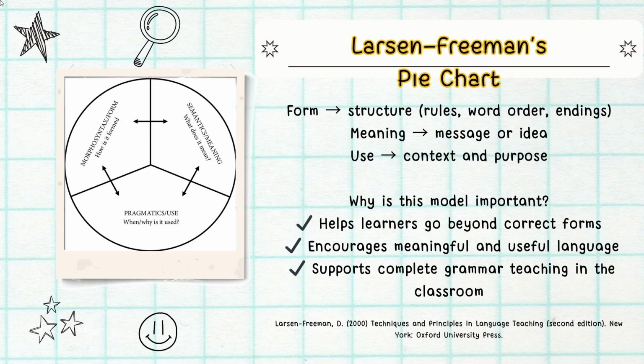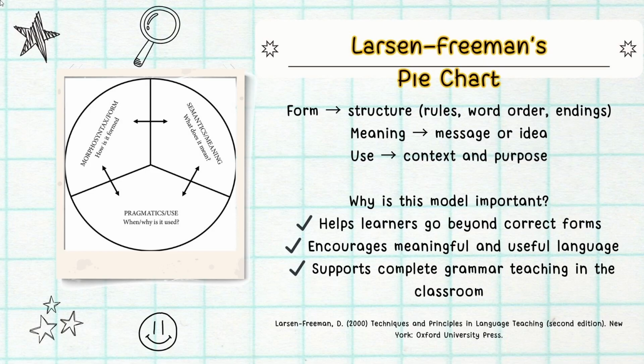This form means the structure of the language and how this works to create words and sentences, and this includes the grammar rules, the order of the words, and the endings of these words. Then, the meaning. This is about what a sentence or a word actually means. The focus is on the ideas or messages that we really want to express. And the last one is the use. This is about how and when we use the language in real life. And this depends on the context, the people, and the purpose of these words.